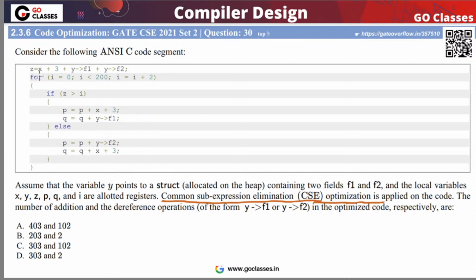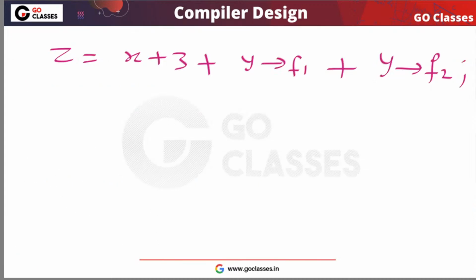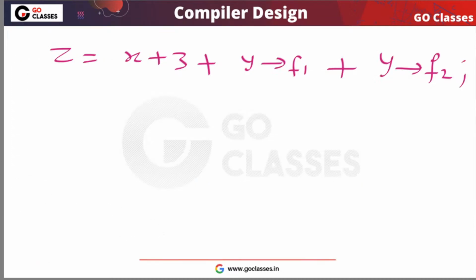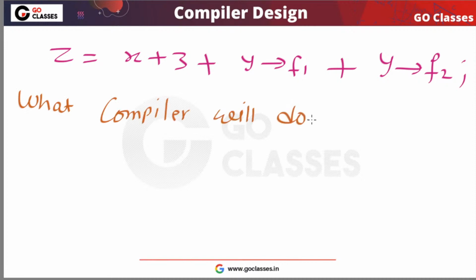Now you can notice in this statement what your compiler is going to do. Tell me what the compiler will do for this statement. Can anyone tell me what the compiler is going to do?